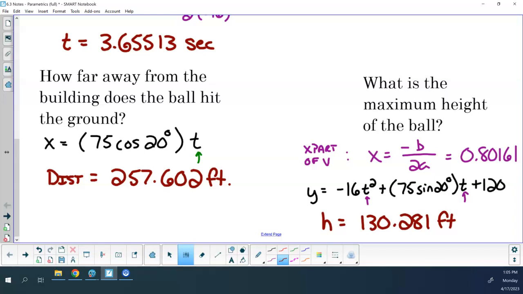So that is how we can find all of those answers to those questions using algebra.